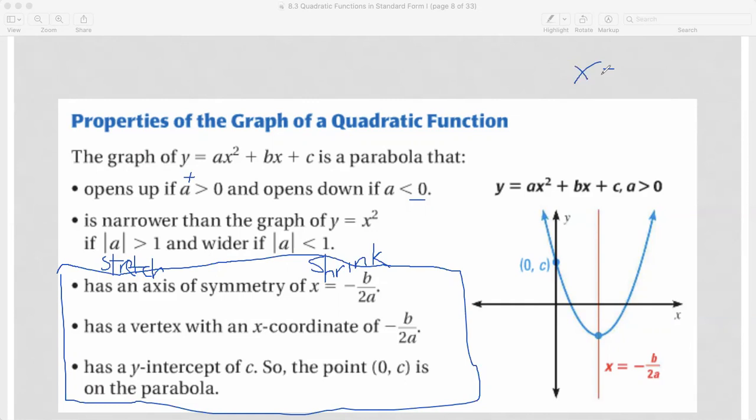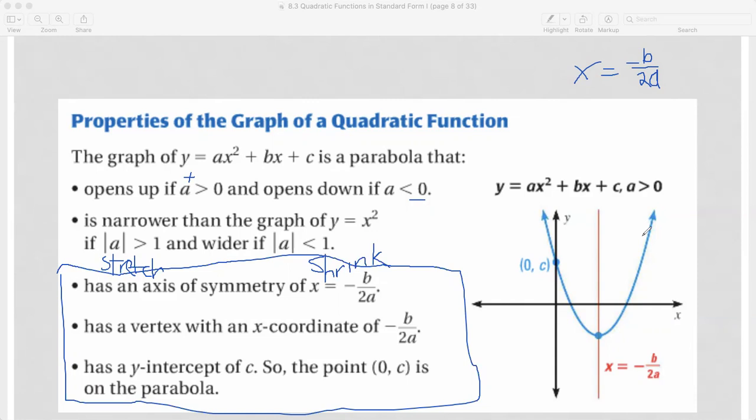So I'm actually going to write it at the top of the screen because we're going to refer to it on every slide from here on out. This is something you're going to want to have memorized. This comes up in every math class from here on out as well. And it's pretty critical. Okay, so your axis of symmetry, remember that's the line that goes straight through your vertex.